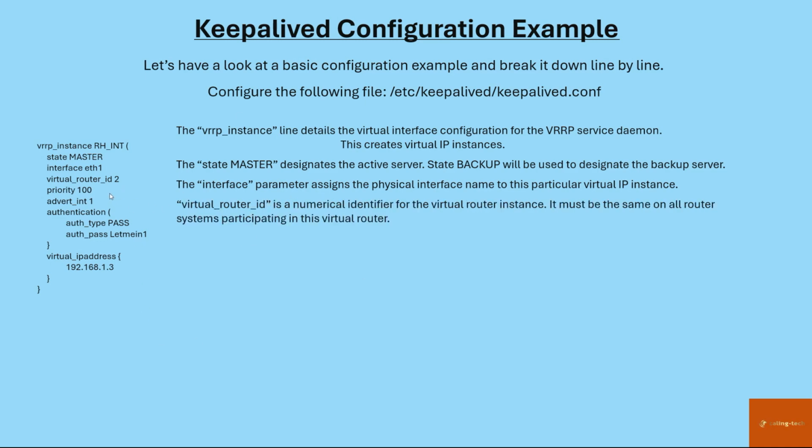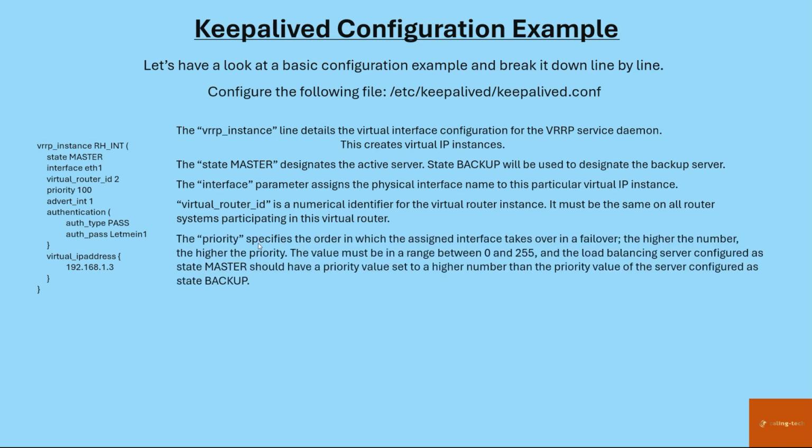So the virtual router ID is a numeric identifier for the virtual router instance. Now this again must be the same on all router systems participating in this virtual router. The priority specifies the order in which the assigned interface takes over in a failover. Now, we've only got two systems, so we've got a master and a backup. As long as the backup's priority is less than 100, as we stipulate here, the master must have a priority value set to a higher number than the priority value of the server configured as the state backup.